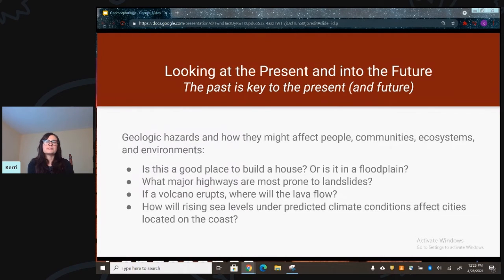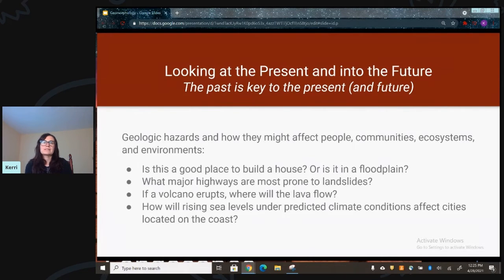A basic principle of geology is that the past is key to the present. This means that the same principles that shaped the Earth in the past still apply today. Geomorphology learns from the records stored in landscapes to understand things that are happening now or that could happen in the future. An important part of geomorphology is understanding geologic hazards and how they might affect people, communities, ecosystems, and environments. For example, is this a good place to build a house or is it in a floodplain?